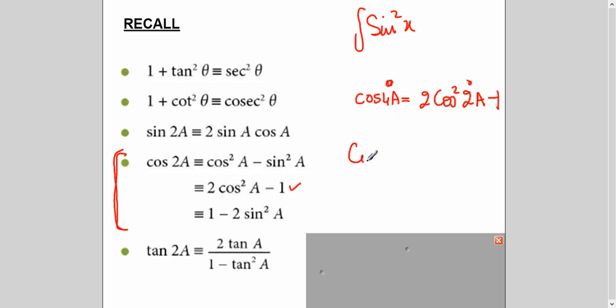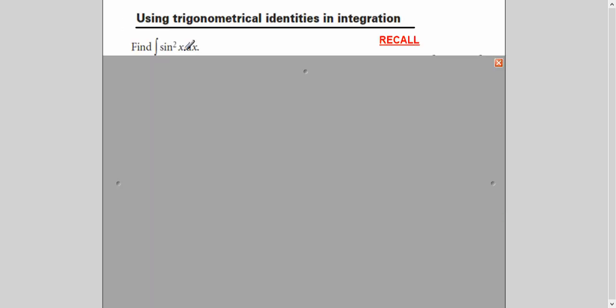Suppose I have cos 6a. It will become 2 cos square 3a. So you need to use this intelligently, and we will see this application in one of the questions. When it is 2a, it is 1a. When it is 8a, it is 4a, things like that. So let's solve this question.